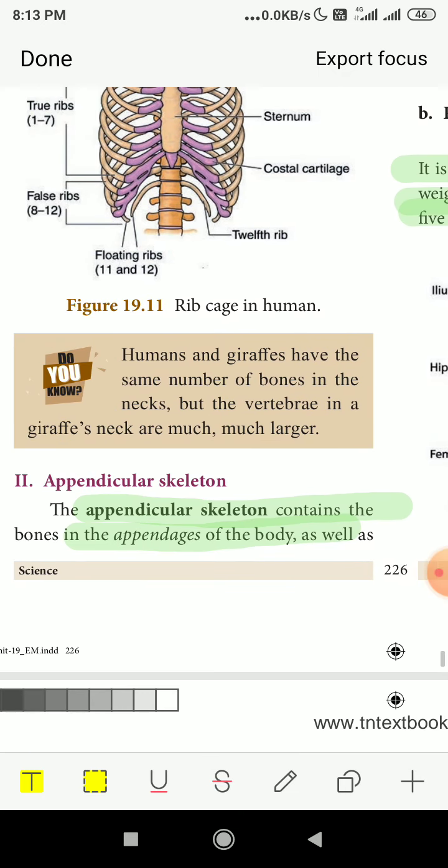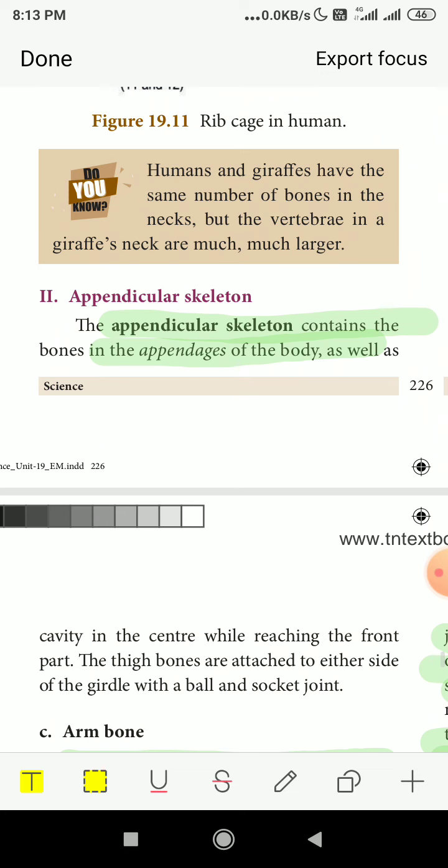Do you know, humans and giraffes have the same number of bones in the neck, but the vertebrae in the giraffe's neck are much larger. Much larger means it is more, so the neck is very lengthy for the giraffe.